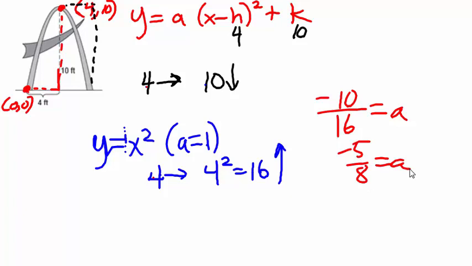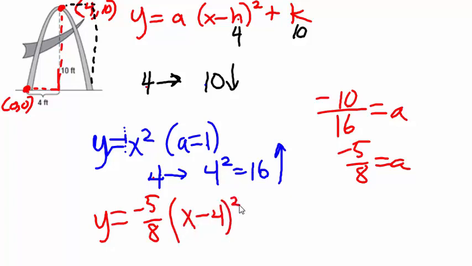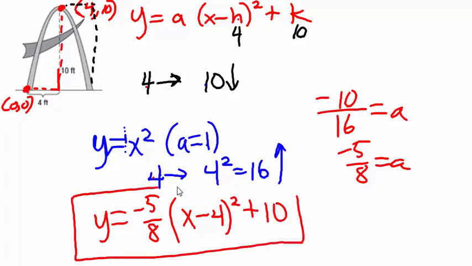So once you know all the missing pieces of your equation, you can write your answer. It'll be y equals, a is -5/8, quantity x minus 4 squared, and plus k will become plus 10. And that would be the equation in vertex form for the shape that they give us in this problem.